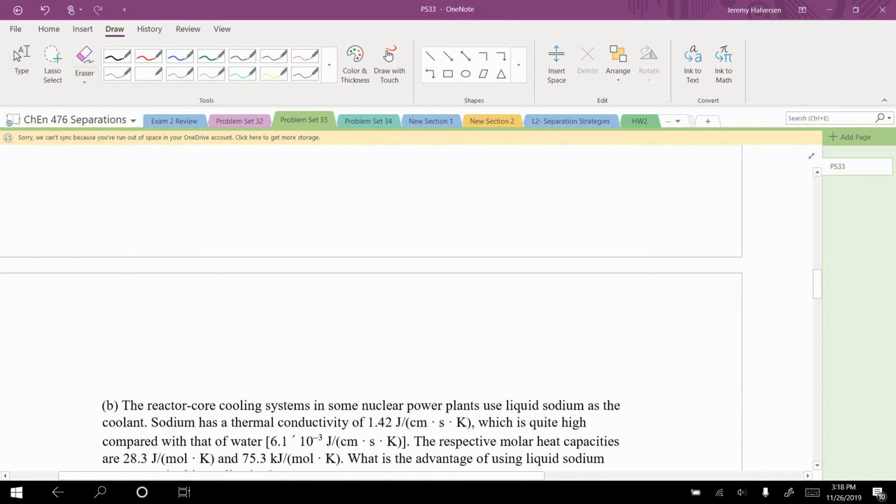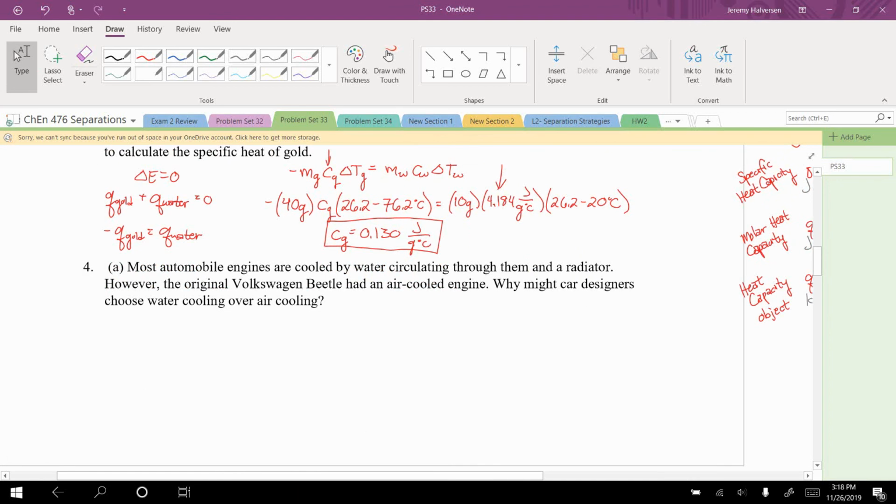All right. Most automobile engines are cooled by water circulating through them and a radiator. However, the original Volkswagen Beetle had an air-cooled engine. Why might car designers choose water over air cooling?